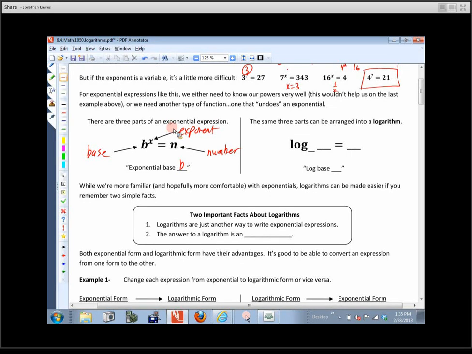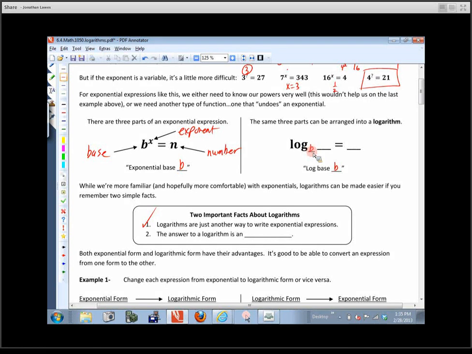Logarithms are just another way to write an exponential expression. In fact, down here in this box, that's the first thing that will help you understand what logarithms are. They're just a different way to express something that we're more familiar with, an exponential expression. So all we have to do is figure out where these three things go. This is called exponential base b. This is called log base b. We write the base down here.